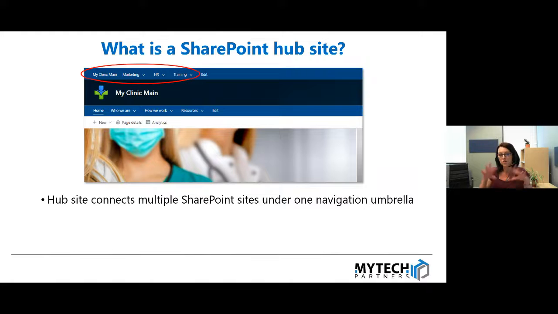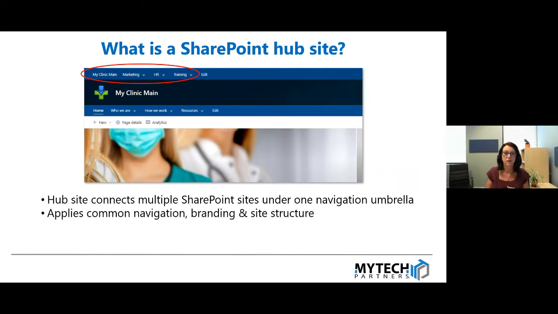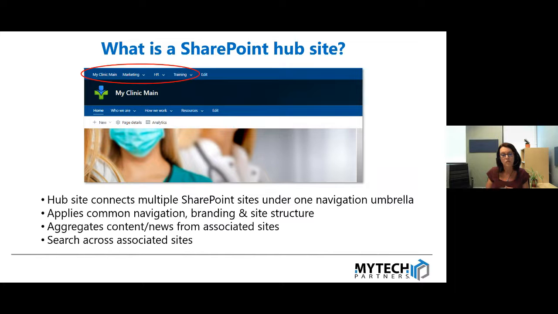The hub site connects multiple SharePoint sites under one umbrella, as you can see at the top there. It also applies common navigation, branding, and site structure. One example here is if you've decided on a specific theme color for your site, it will be consistent throughout all the sites that are associated with that hub site. It aggregates content and news from associated sites. So you could have a news web part on your main page that is pulling news from various other sites across your SharePoint intranet. And it also promotes searching across all the different sites. So a lot of good advantages there.